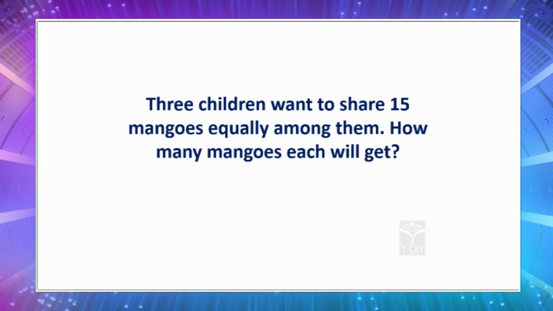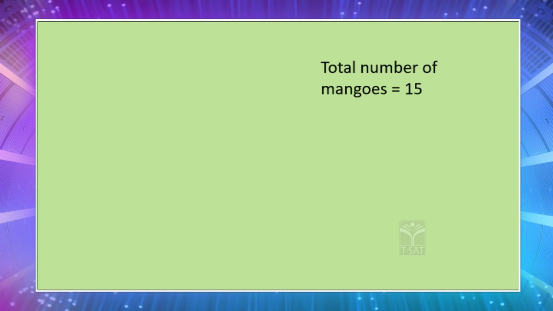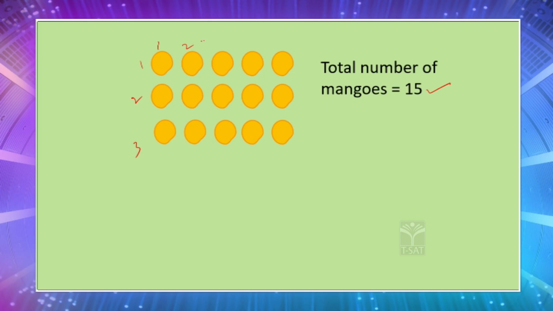So we move to another situation. 3 children want to share mangoes equally among them. How many mangoes will each get? Think once, children, you will get an answer. Total number of mangoes are 15. See here, 15 mangoes are arranged like this. How many rows? 1, 2, 3. And in each row, 1, 2, 3, 4, 5 mangoes are there.